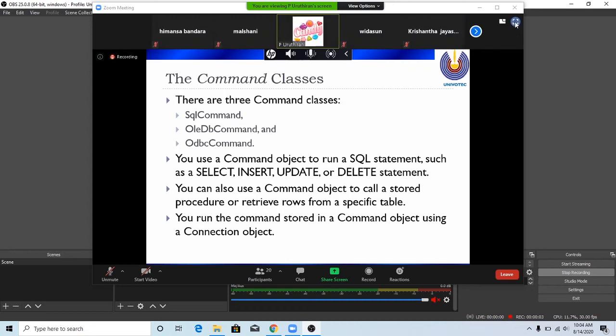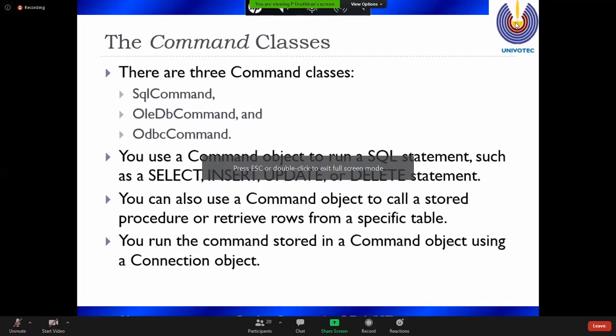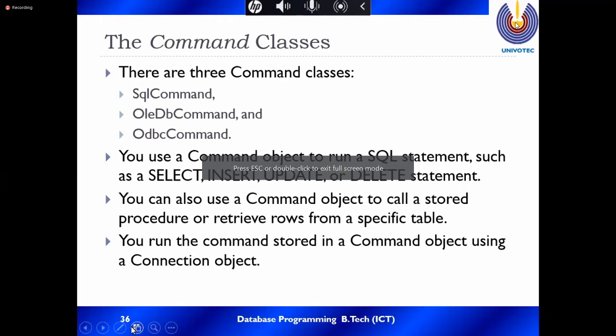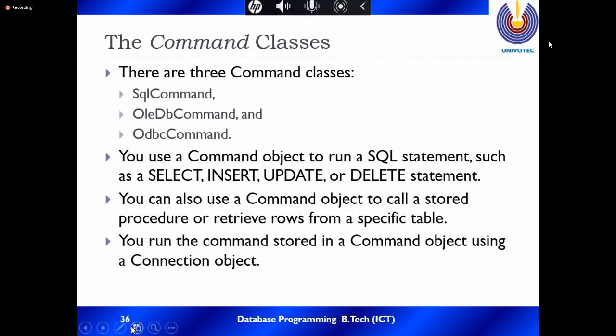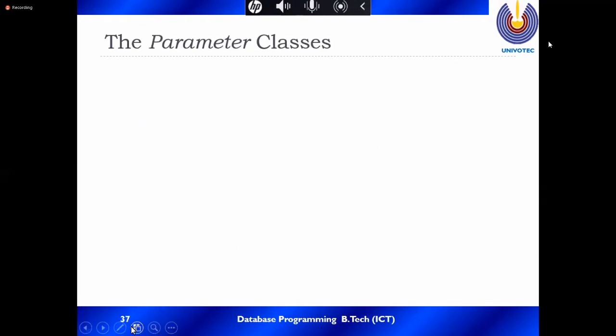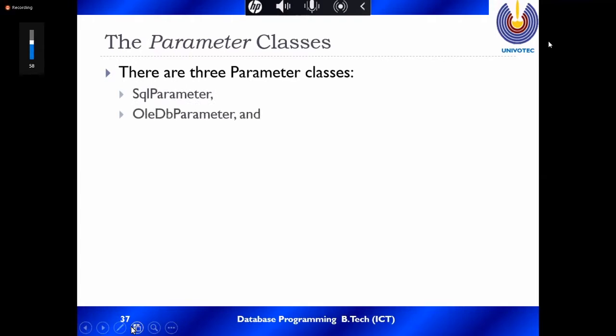Object. Okay. Then we want to use it for the connection. After that, we can perform our task, the command, isn't it? Then parameter classes. There are also three types of parameters: SQL parameter, OLEDB parameter, ODBC parameter. Okay, remember we had the three types of managed provider.